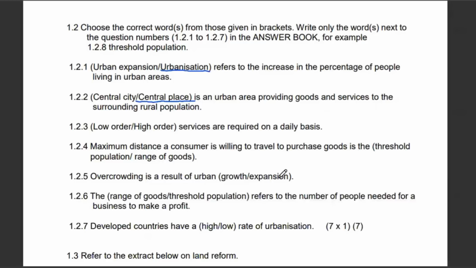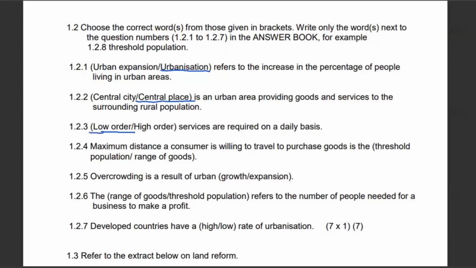Right. We have high order or low order services required on a daily basis. What we require on a daily basis are low order services. High order services are those services that we do not need on a daily basis. We need them maybe once after some time. Low order services or low order goods, we are looking at those services of basic requirement, like for example, goods like foodstuffs, the groceries. We need them almost on a daily basis. We need food on a daily basis. Those are low order. And relating them to the range of goods, they have got a shorter range.